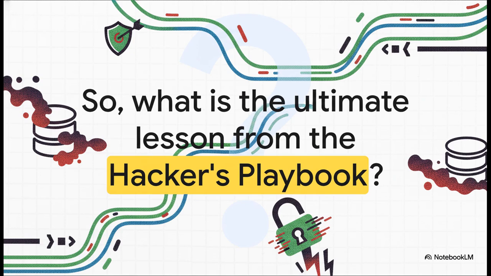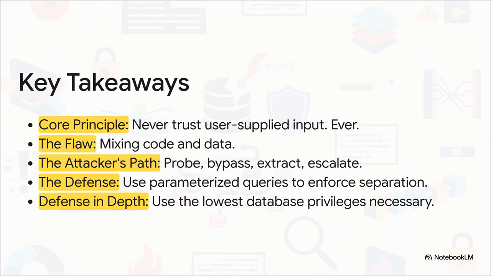So, after walking through this entire attack, from that first gentle probe all the way to total system compromise, what's the big lesson we should take away from the hacker's playbook? Well, it really boils down to a few key things. First, the core principle: never, ever trust user input. Assume it's hostile. The flaw is born from that dangerous mixing of code and data. We saw the attacker's clear path: probe, bypass, extract, and escalate. The absolute best defense is to use parameterized queries to enforce that strict separation. And finally, for defense in depth, always make sure your application connects to the database with the absolute minimum level of permissions it needs to do its job. That way, even if something goes wrong, the damage is contained.